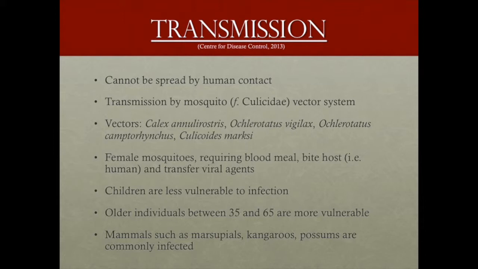This virus can only be transmitted by the bite of female mosquitoes, requiring blood as a source of nutrition to lay their eggs. Fortunately, many go unharmed when bitten by an infected mosquito, especially children. Infections tend to be common in older people between the ages of 35 and 65. In addition to humans being vulnerable to this vector, marsupials, kangaroos, and possums, which are native animals of Australia, are commonly infected.